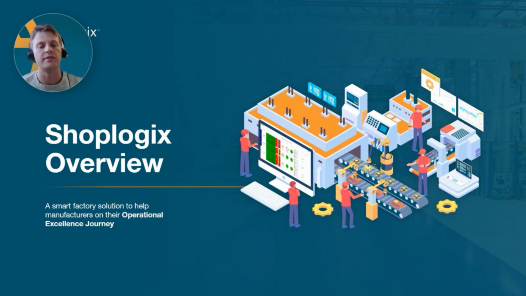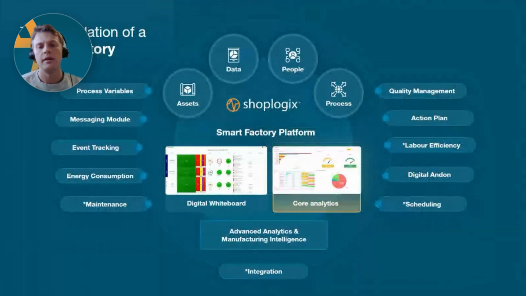So really the key tagline here is that Shoplogix is a smart factory solution, and we help manufacturers on their operational excellence journey. This slide gives you a general overview of the overall product offering that we have within Shoplogix and all of the solutions. So you'll see there's quite a few different offerings that all encompass to create an overall smart factory platform. And all around the edges, you'll see a lot of our different modules and add-ons that you can choose to add on to your existing solution to help build out that overall smart factory system.